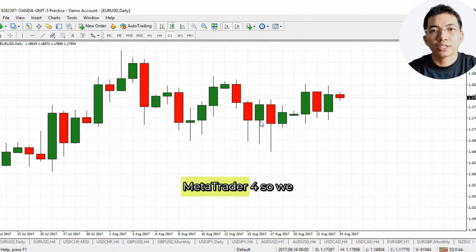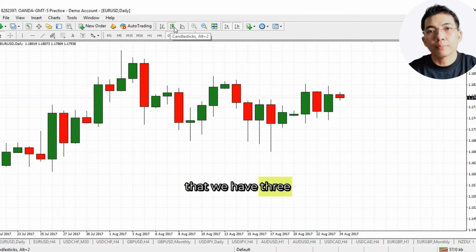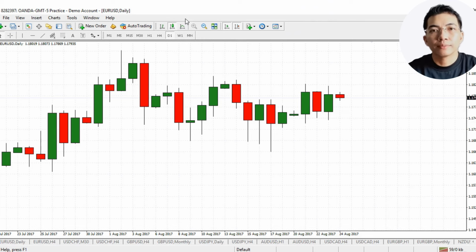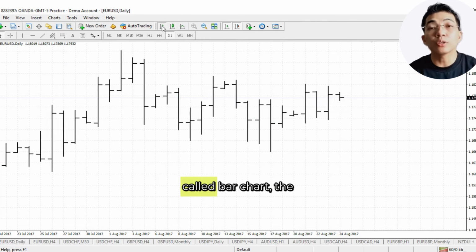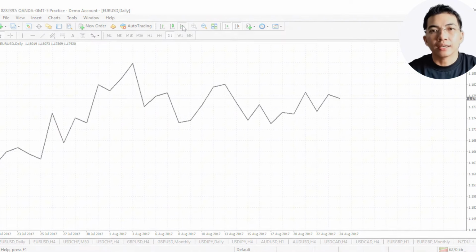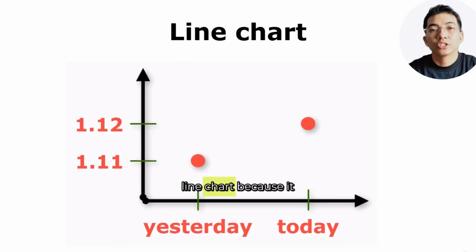I have opened my MetaTrader 4 so we can analyze the different types of charts. Here you can see that we have 3 buttons and they identify 3 different charts that you can use with your MetaTrader 4. The first one is called the bar chart, the second one candlestick chart, and the last one is called line chart. Let's start with the line chart because it is very easy.